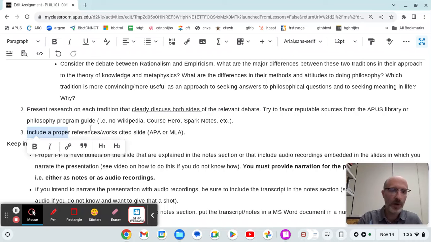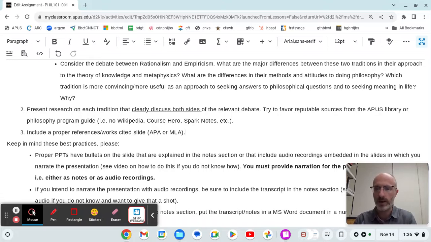Include a proper references or works cited slide in APA or MLA. Okay, this is very important. A lot of people, this is maybe the biggest source of issues for my students at APUS. Let me mention a couple of problem areas that come up often, okay?